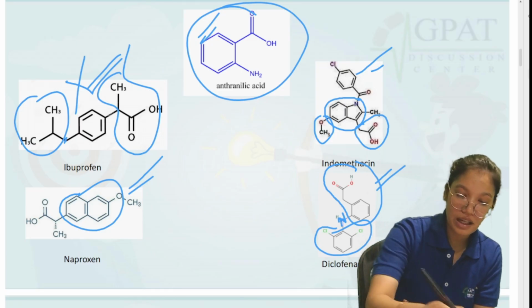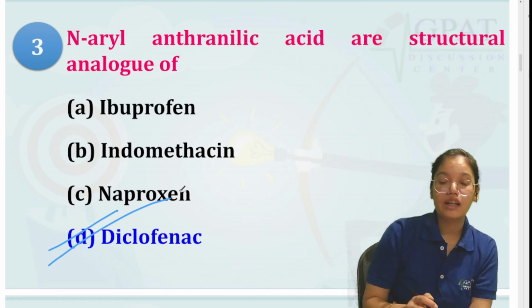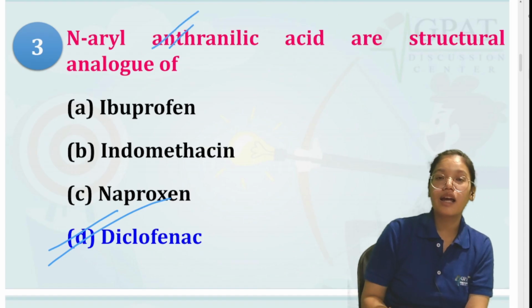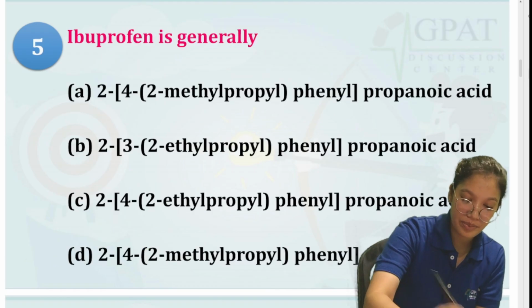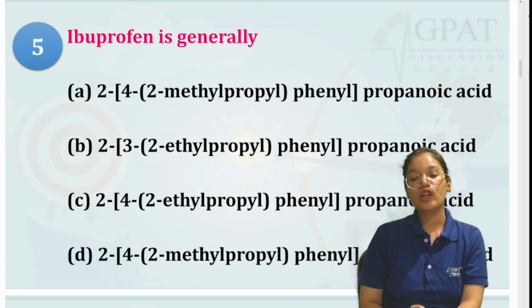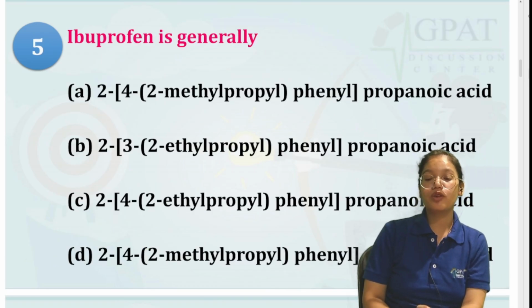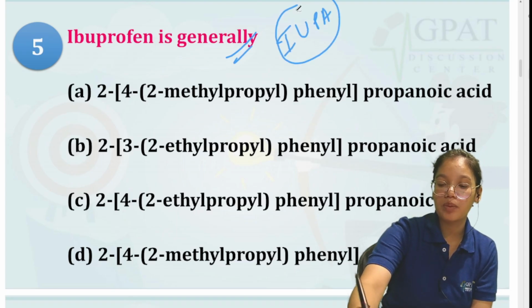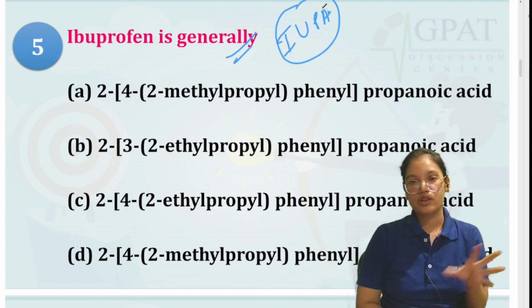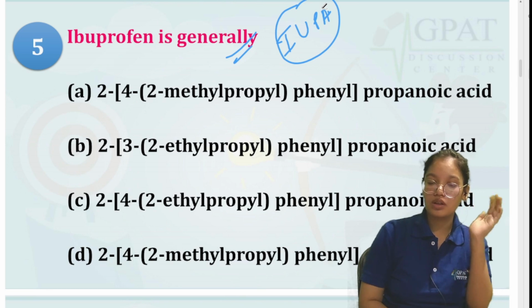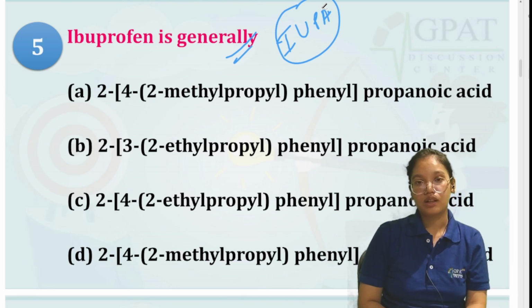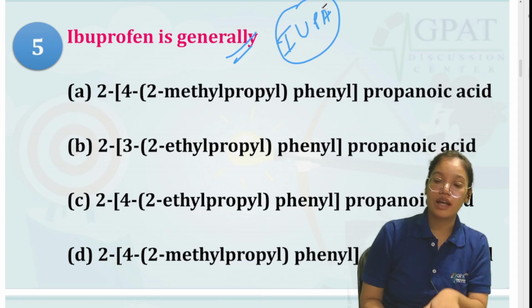So diclofenac is the derivative, or we can say the structural analog, of this N-aryl anthranilic acid only. Okay. Now the next question says ibuprofen is generally... So they are asking the IUPAC name of ibuprofen. Now, I just discussed the ibuprofen structure with you in the last question. It was a propanoic acid. Okay, it contained a propanoic acid in its structure.